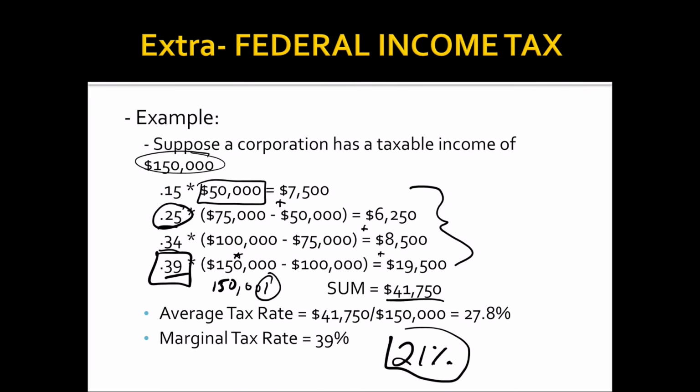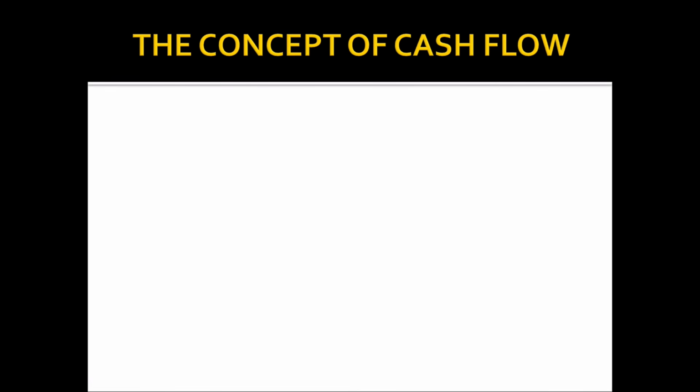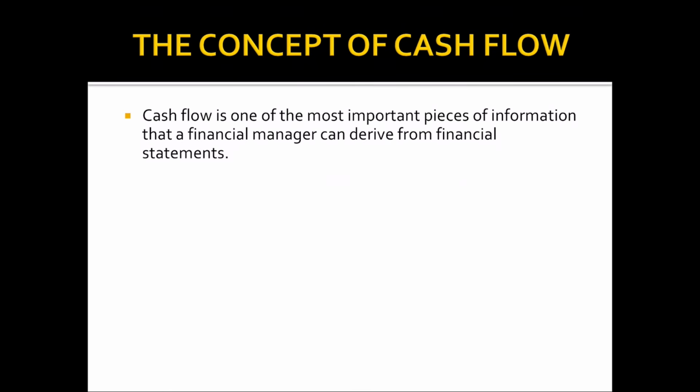21%. So we wrap up chapter 2 here with a very, very important concept, which is the concept of cash flow. Cash flow is one of the most important pieces of information that a financial manager can derive from financial statements. Remember that in Chapter 1, when I said maximize shareholders' wealth, I talked about maximizing cash flows.